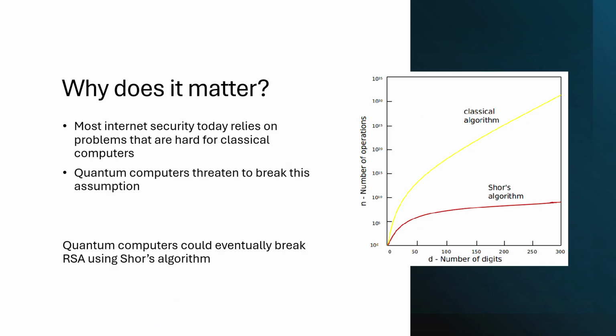Why does it matter? Right now, the current most widely used algorithm for security is RSA, and it cannot be broken with classical computers. Technically, it can. It would just take a really, really, really long time. So we say it can't be broken.